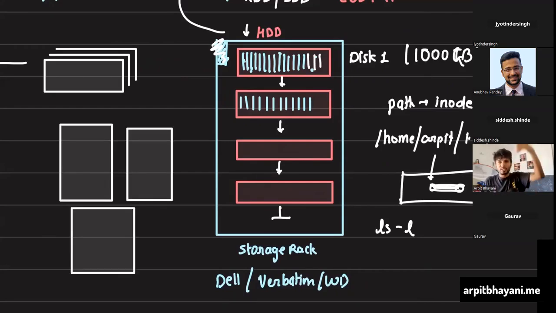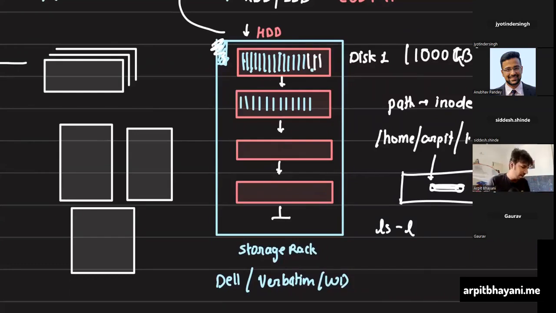Then one storage rack is done, I'll move to another, then that storage rack is done, I'll move to another, then another storage rack is done, I'll move to another, and so on and so forth. Right? So this is what you do. I simplified it by explaining one storage rack, but you would have multiple such storage racks in your data center storing all of this information.